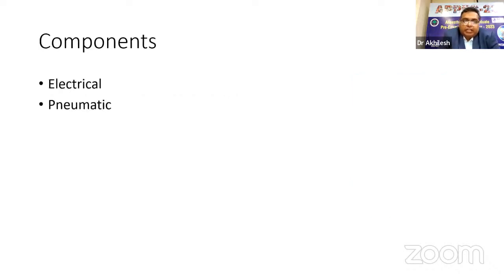So starting with the machine, there are two components of a machine. One is the electrical component and the other is the pneumatic component. For the electrical component, you need electricity. A machine can work without electricity by the flow of gases. So it is not essential that there has to be electricity for running a machine.